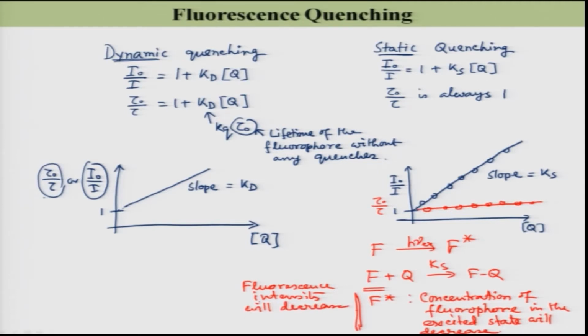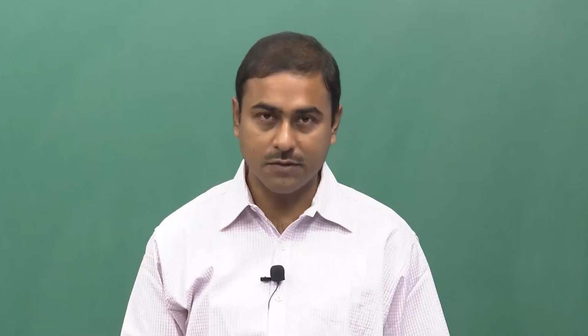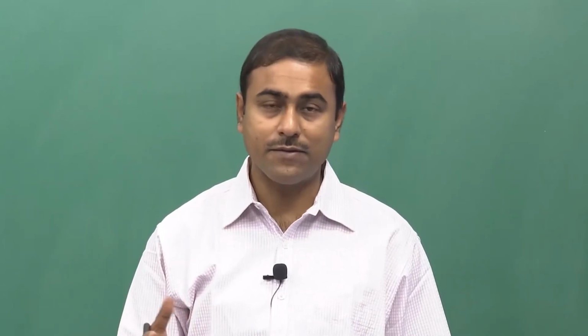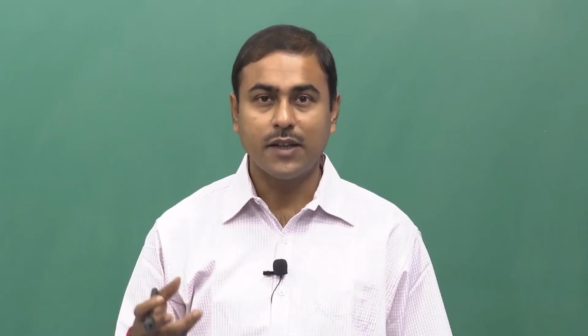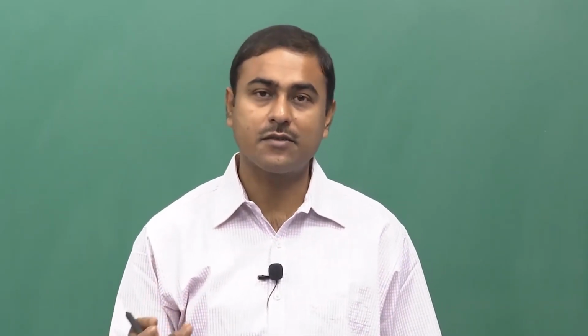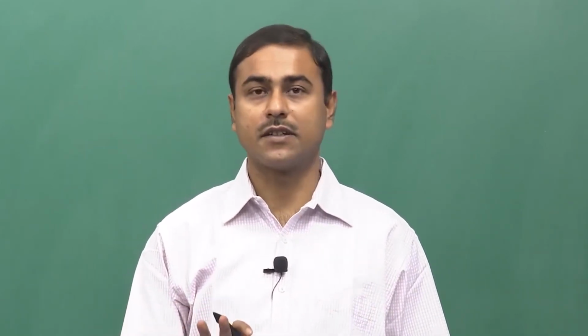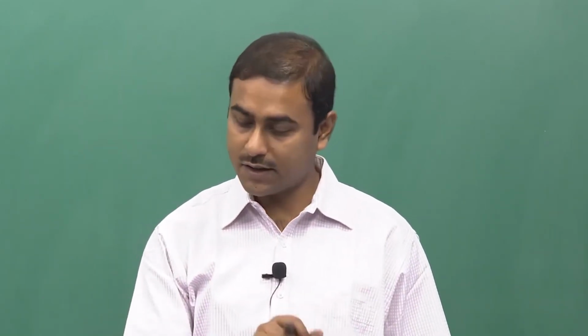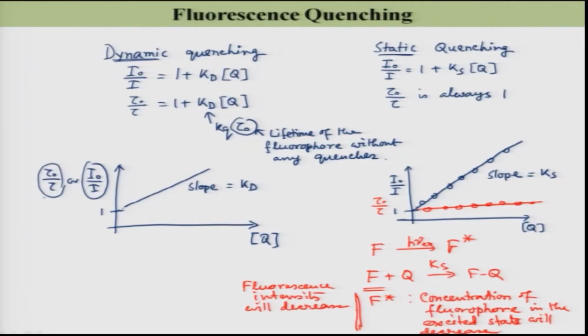as I increase the concentration of quencher. As I increase the concentration of quencher, more and more F molecules form the complex with Q. So, the availability of F for excitation will be less. That means the number of fluorophores in the excited state will decrease and my fluorescence intensity will decrease. This is what we have discussed.